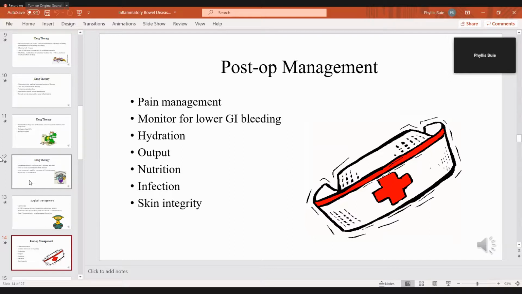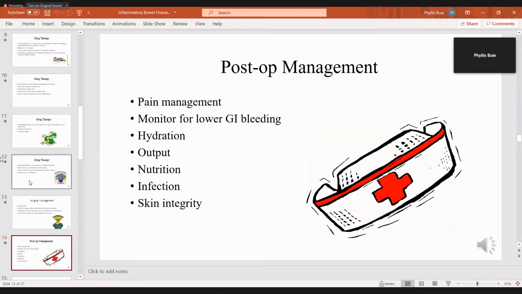We want to make sure that they're hydrated very well. They may not be able to take in food for the first day or two post-operatively, so we need to make sure we keep their IV fluids going. Output, we want to make sure that they're putting out adequate urine output.